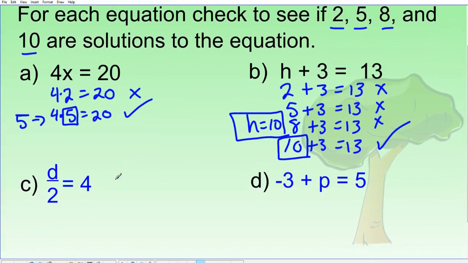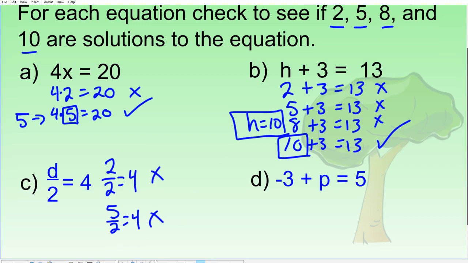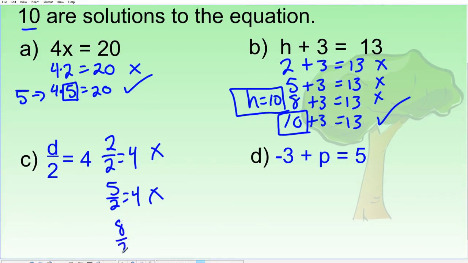All right, so letter C here. I'm just going to start plugging in. So I'm going to check, is 2 divided by 2 equal to 4? I'm plugging in the first value. No, 2 divided by 2 is 1. Is 5 divided by 2 equal to 4? I plugged in the second value for the variable. No. Plug in the third value. Is 8 divided by 2 equal to 4? Yes. 8 divided by 2 is 4.